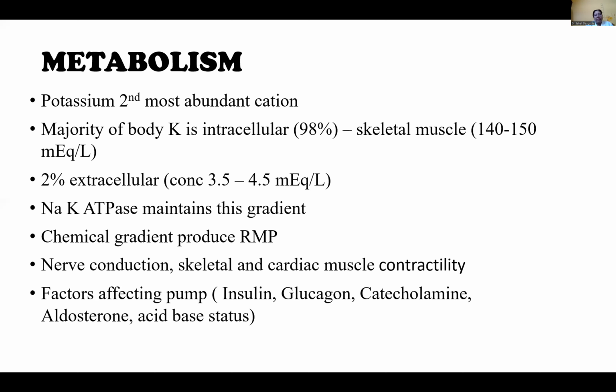And this gradient is being maintained by the sodium potassium ATPase pump. But this gradient is very important because it produces the resting membrane potential, which is important for nerve conduction, skeletal and cardiac muscle contractility. There are certain factors which affect this pump, like insulin, glucagon, catecholamine, aldosterone, and acid-base status of our body.